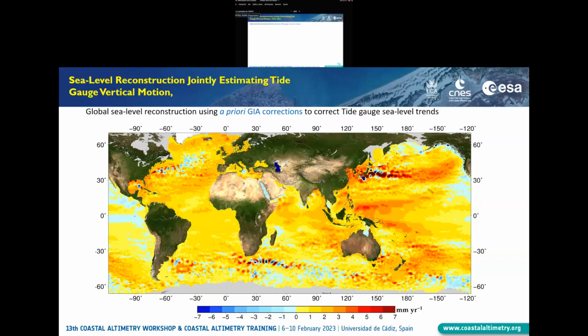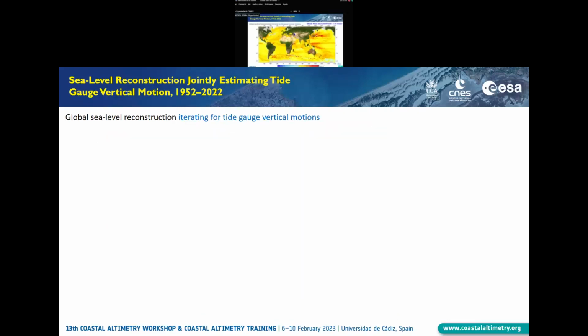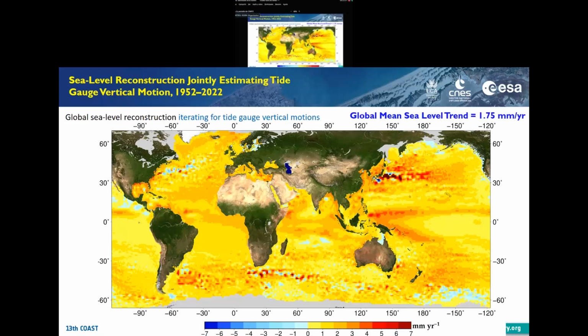So the reconstruction is actually all the way from 1952 to 2002. So the next step is iterating, solving for that tide gauge vertical motion and tide gauge so that everything is consistent. And we try to use the robustness of both data sets. So global mean sea level trend is about 1.75 millimeter per year.